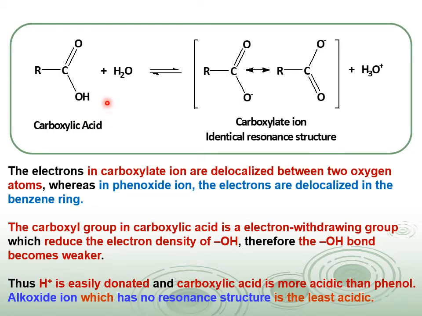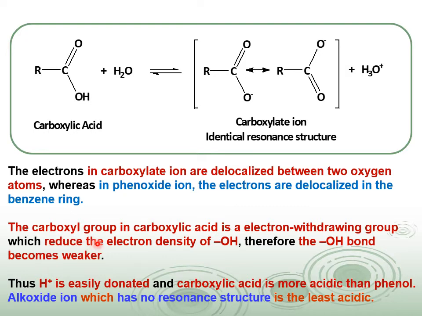What is carboxylate ion? Carboxylate ion is an ion formed when carboxylic acid ionizes in water. So it will produce two identical resonance structures, whereby the electrons are delocalized between two oxygen atoms. If the double bond is up here, the lower oxygen would have the negative charge. And as you can see, this is the arrow for resonance structure. And then if the double bond is down here, the upper oxygen is going to get the negative charge. This is different from phenoxide ion because the electron in phenoxide ion is delocalized inside the benzene ring. It doesn't involve the oxygen atom.